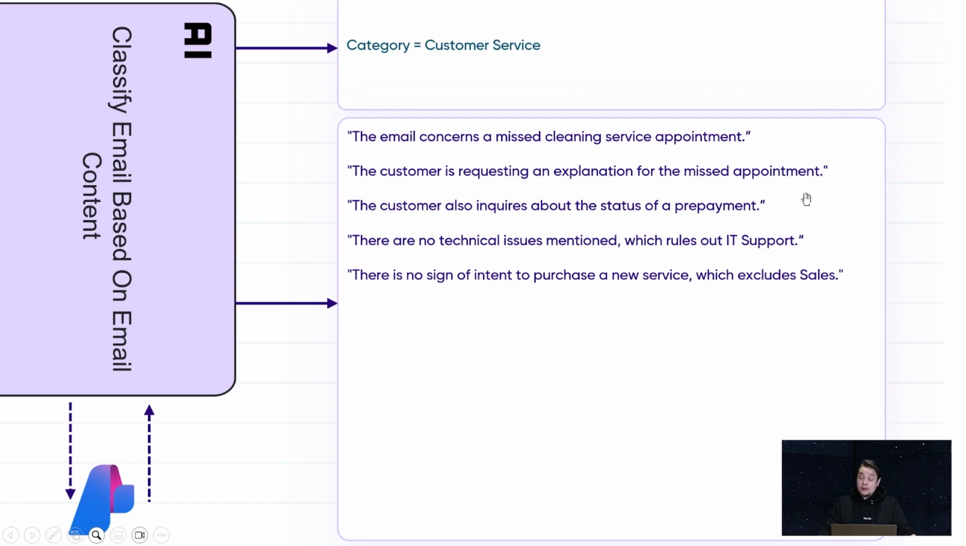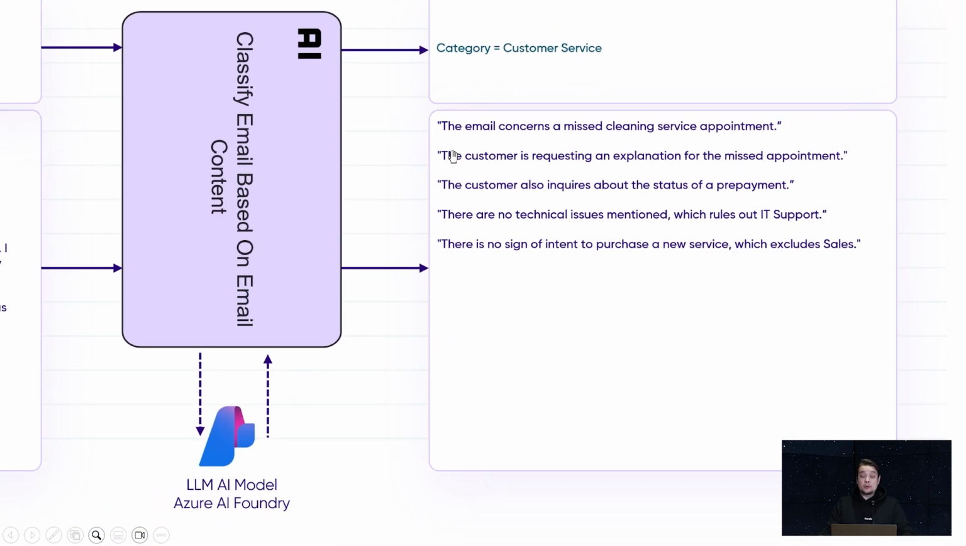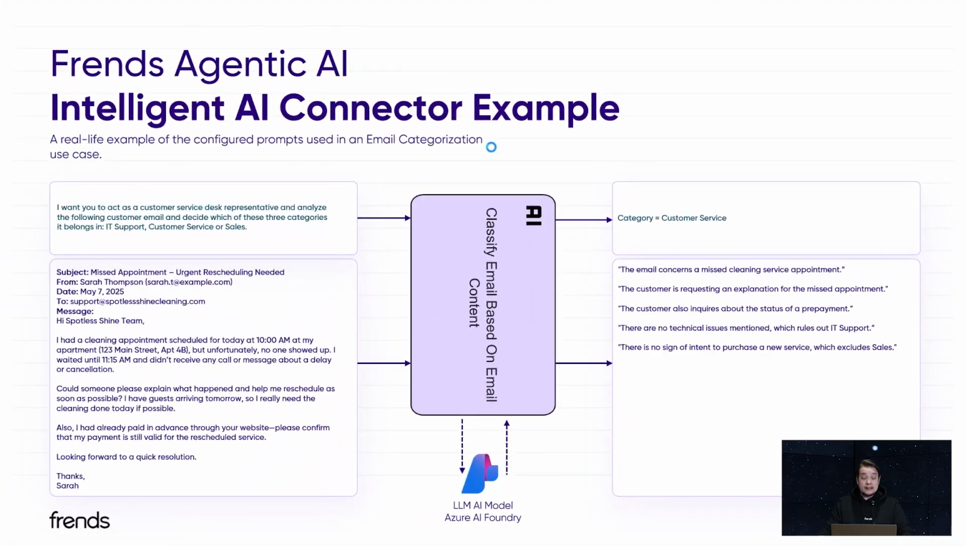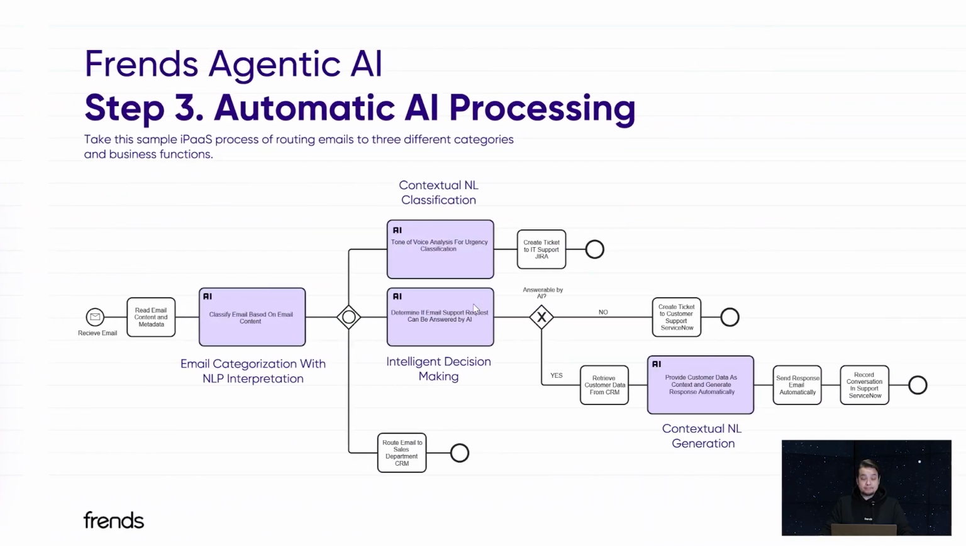And from the AI reasoning log, what we can basically see is that the AI has taken this sort of a process of elimination to get to the category, since it's identified that there are no technical issues mentioned, there is no sign of intent to purchase new services, which rule out IT support and sales, leaving the customer service as the only viable category in this particular example.